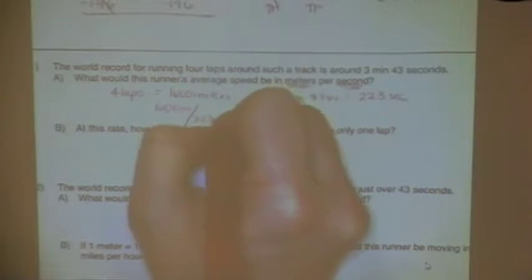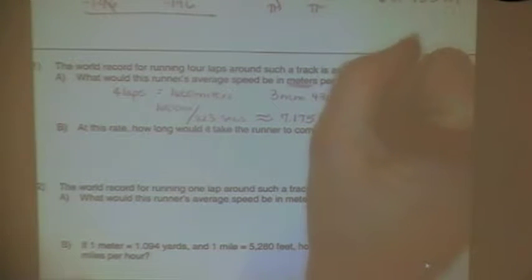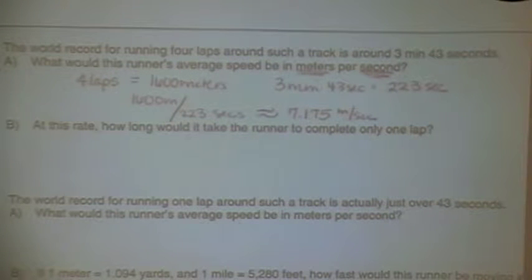So I'm going to do 1,600 meters over 223 seconds. That gives me approximately a speed of 7.175 meters per second. All of this should be very familiar, especially if you've taken physics, because you do stuff like this in physics all the time. Everybody good? So at this rate, if we're going 7.175 meters per second, how long would it take to complete just 1 lap?